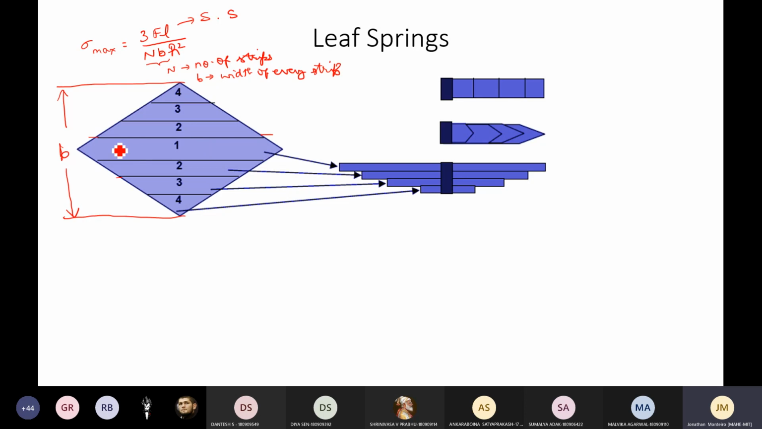So what happens here is, instead of having a very large dimension of a lozenge shaped plate, we cut the plate down into various strips, preferably of equal width. For example, width number 1 is equal to width number 2 combined, and 3 combined, and 4 combined, and we stack them on top of one after the other, and this gives rise to something called a laminated spring.